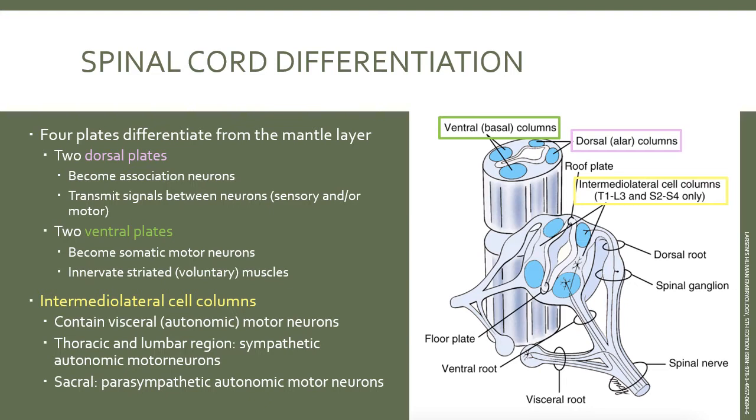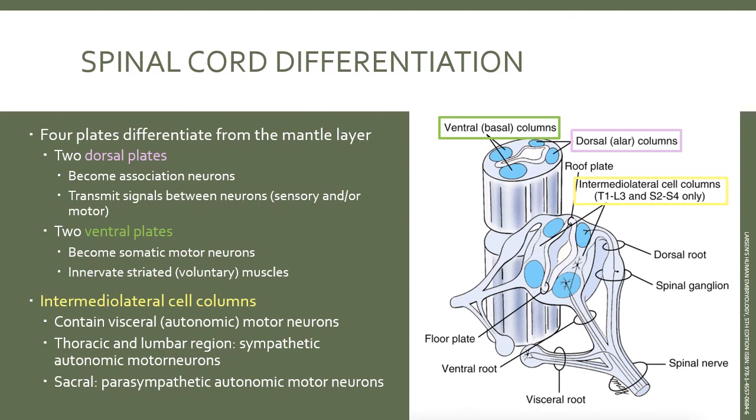The dorsal plates will become association neurons. You'll see pictures of them later, but basically they communicate between sensory and motor neurons. So they're not really sensory or motor neurons themselves, but they link those 2 neuron groups together. The ventral plates become somatic motor neurons, and again, those are the neurons that are going to innervate the striated voluntary muscles. Motor neurons tend to form first, followed by sensory neurons, and we'll talk a little bit more about that later.